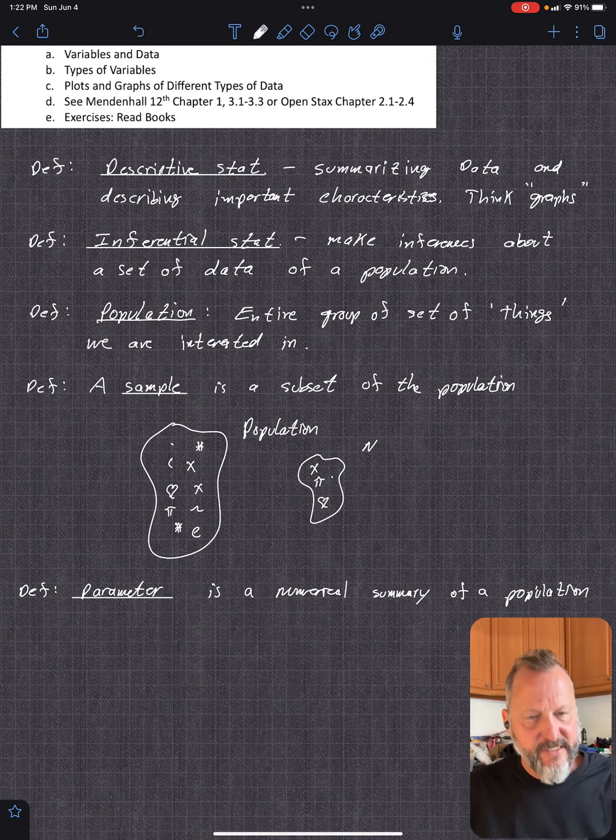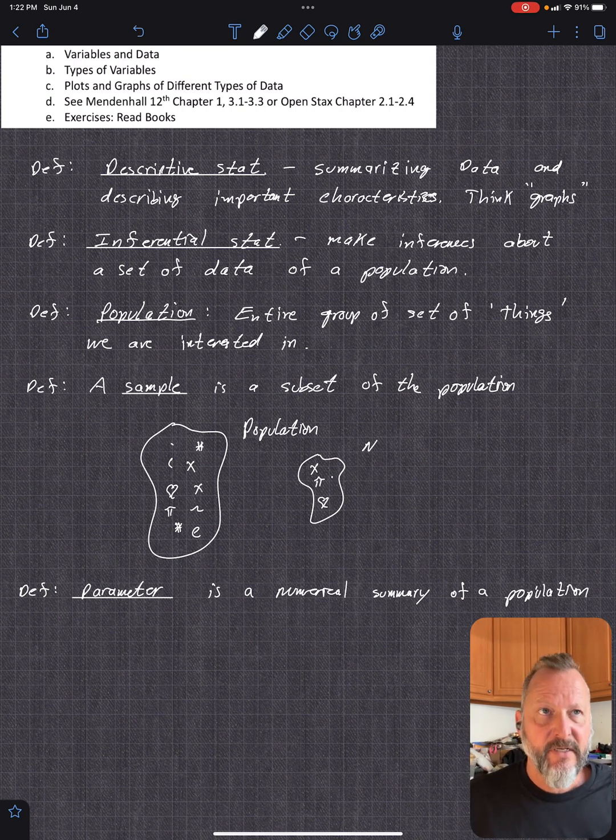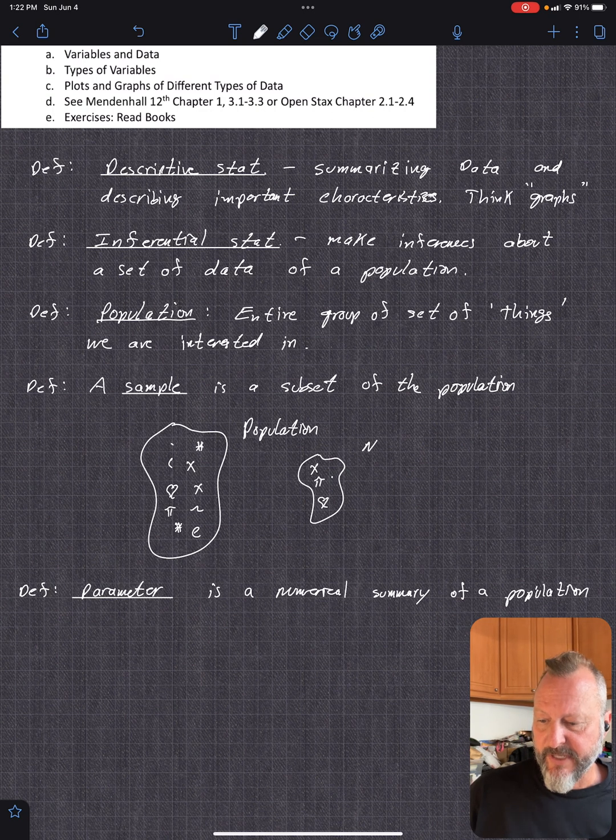So it would be like saying, of the population, 48% of the bolts are the right diameter, or 48% or 20% of the people say they like green instead of blue, whatever it might be.